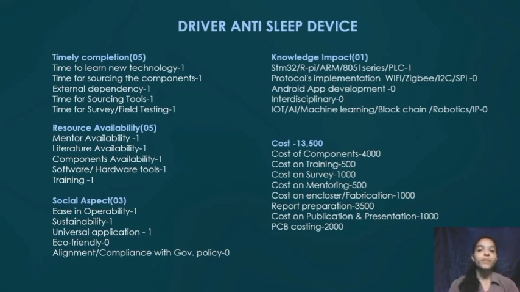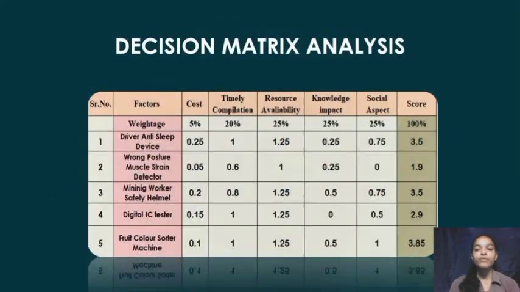So these are the 5 parameters and the subparameters of our first project. And from this we have scored 3.5% in our first project. So the next project is the wrong posture muscle strain detector. This project will be explained by Pooja Raj.